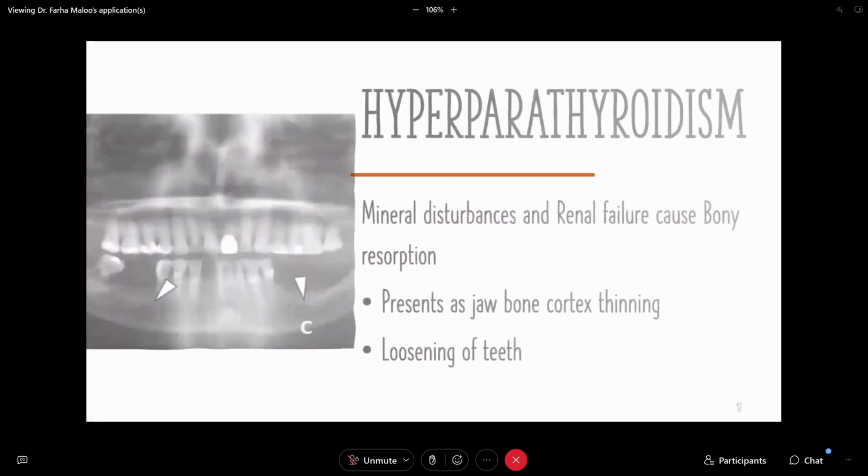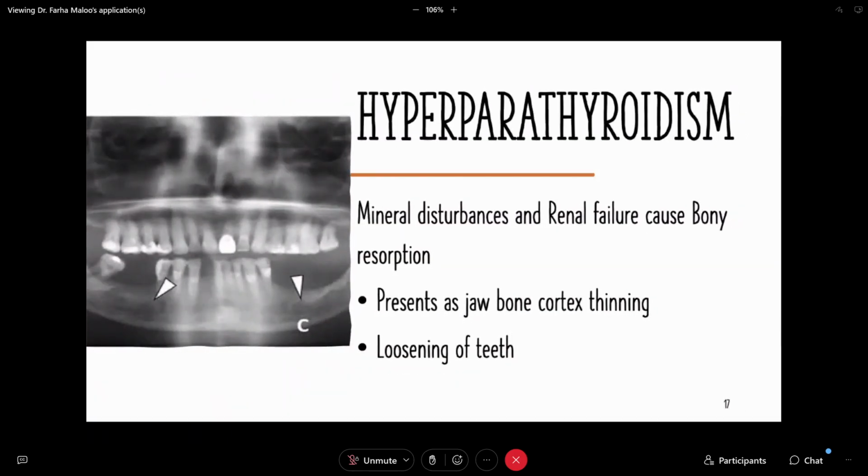Hyperparathyroidism. Now, increased parathyroid hormone will result in mineral disturbances like increased vitamin D levels, increased calcium levels, and decreased phosphate levels, along with resultant renal failure. This causes bony resorption, which results in jaw bone cortex thinning. Because of the thinning of this cortex, there will be loosening of the teeth, evident on this X-ray.